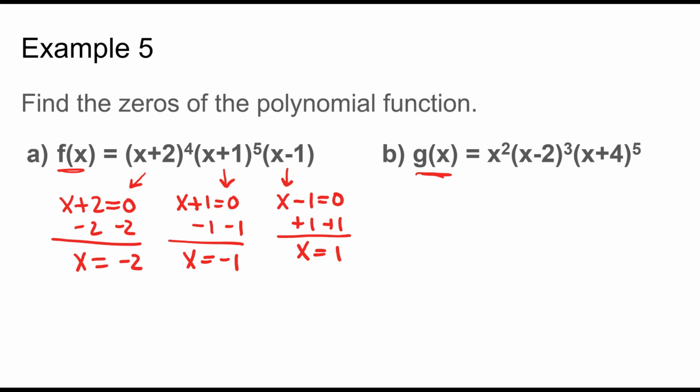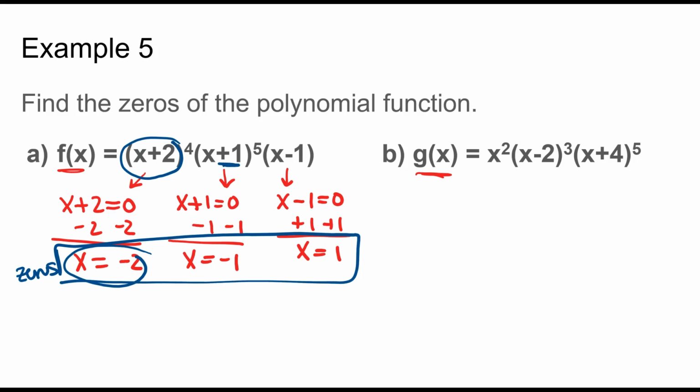I want you to notice the relationship between the zero and the factor. The factor was plus 2, the zero is minus 2. The factor here was plus 1, the zero is minus 1. And the factor here was minus 1, and the answer is plus 1. So maybe without showing any work here, see if you can figure these two out. I'll explain that one in a moment.